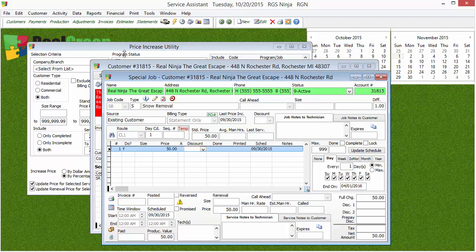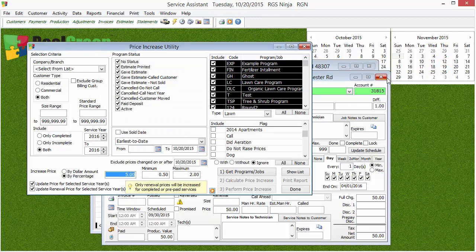So most of the time, you're going to want to do both. Again, there are very, very rare circumstances, but for most people, do both. If you have any questions, obviously, again, call Real Green. Now, once you have all your criteria selected, what you're going to do is hit Get Program Jobs.